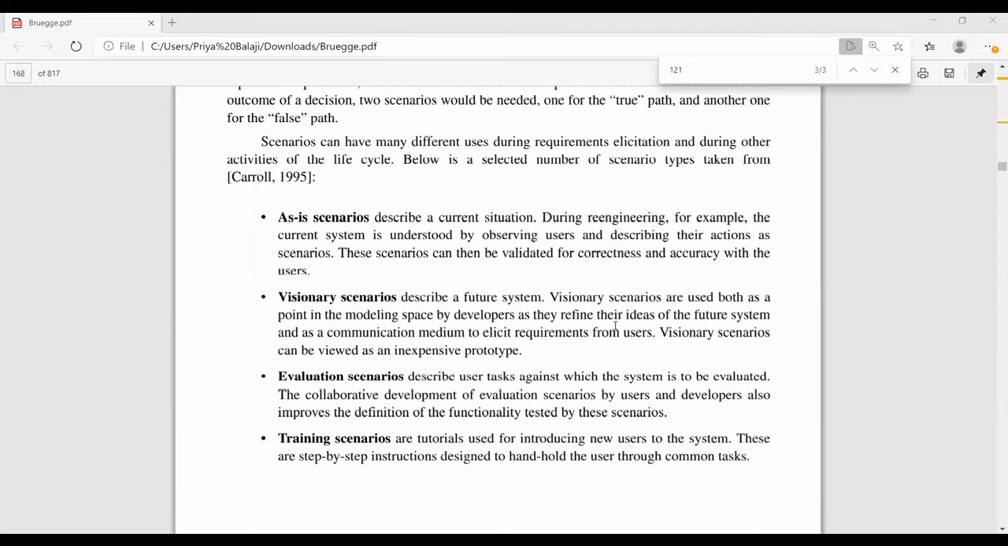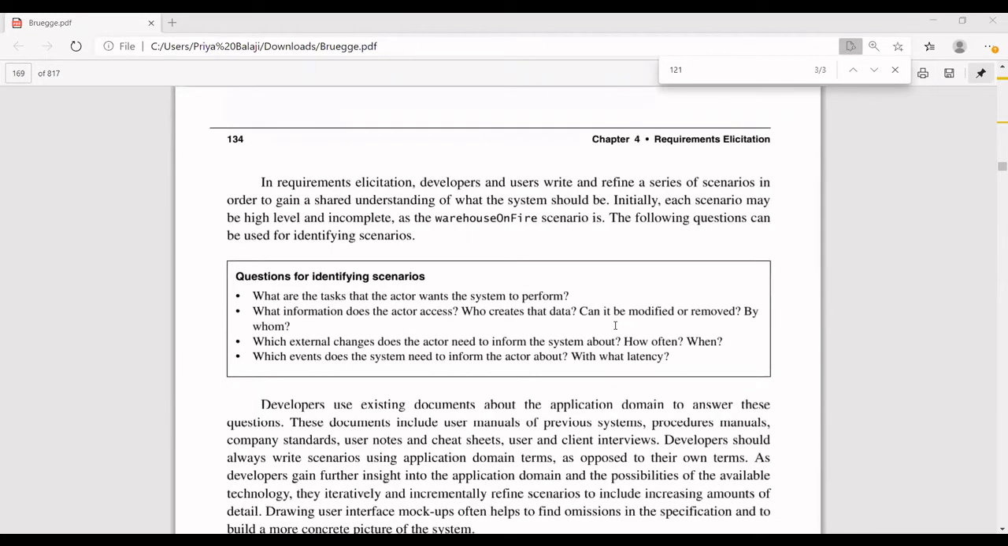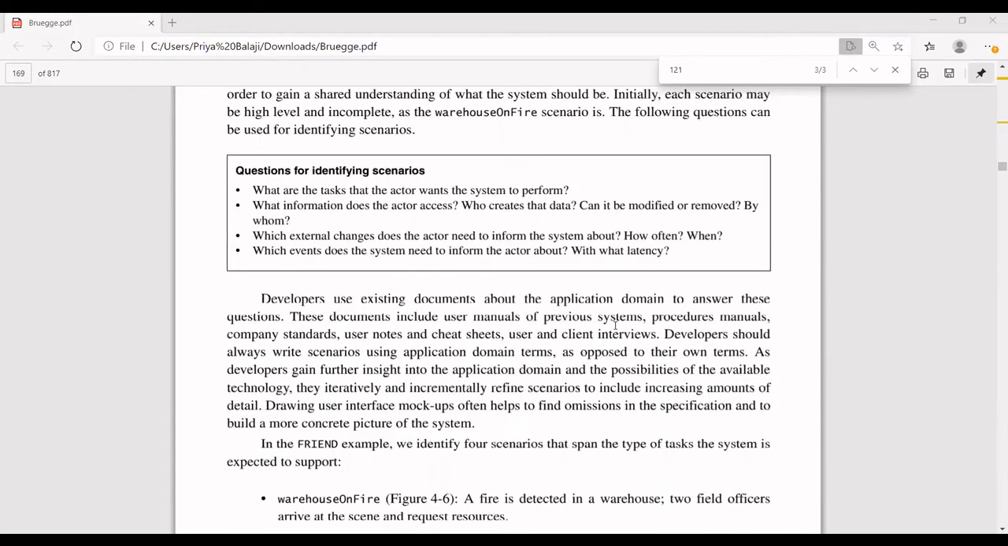So once your scenarios are done, next you're going to have your use cases. Here they have given some questions on how you can define or identify the scenarios. What are the tasks the actor wants the system to perform? As we know, if I didn't have a sufficient balance in my account, what should the system respond? If I have sufficient balance in my account, what should the system respond? Like that, I have to ask certain questions. According to the answers, I can make different types of scenarios.